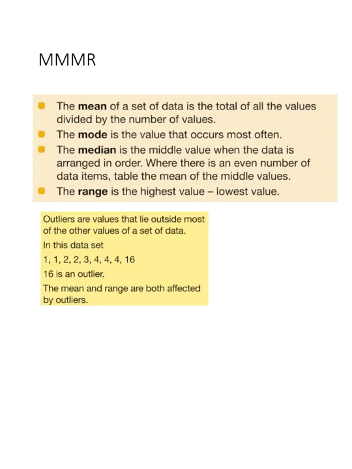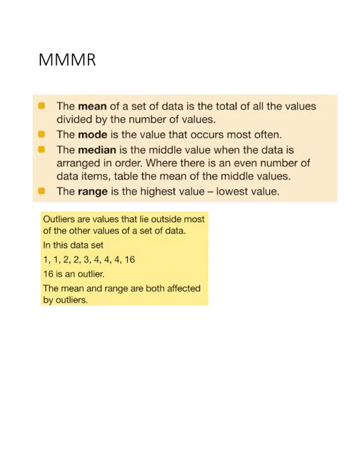If there is an even number of data items, then we take the middle pair and work out the average of them, so the mean of the middle values. And the range is the largest value minus the smallest value, so the difference between the largest and the smallest value. You do need to be aware that we can have outliers.